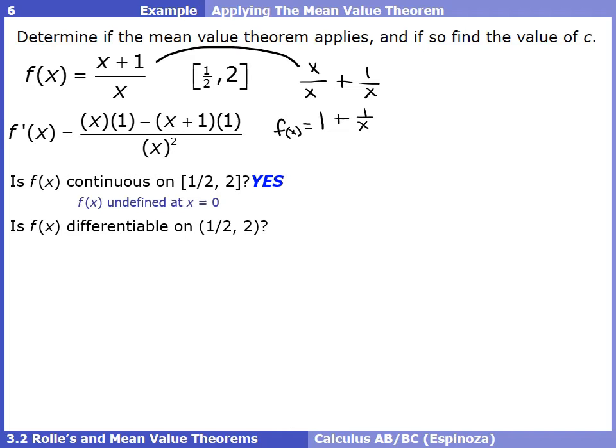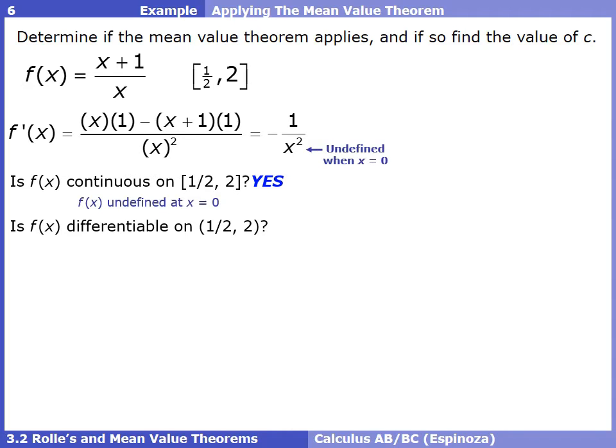So I went ahead and did the quotient rule, and there it is. When you simplify that, you'll end up with -1 over x squared, which you'll notice is a fraction, and it's also undefined when x is equal to 0. But again, that's okay in this particular problem because our window is from 1/2 to 2. So since both of those answers are yes, we can go ahead and say the mean value theorem applies.